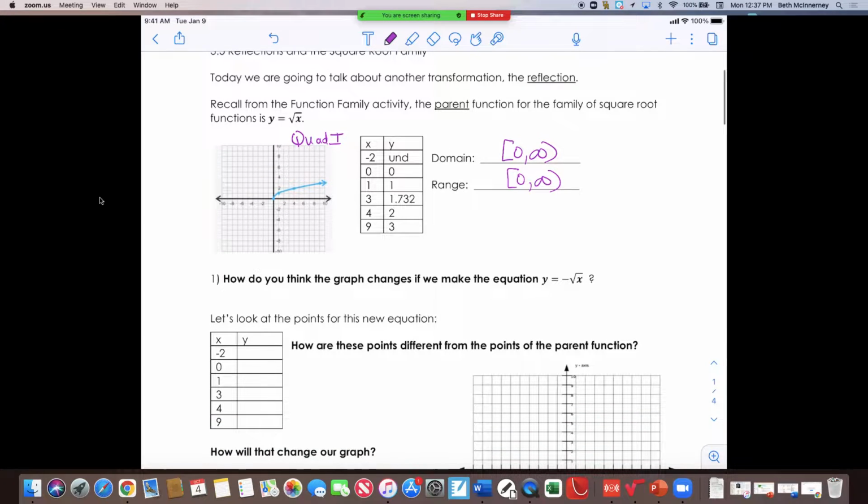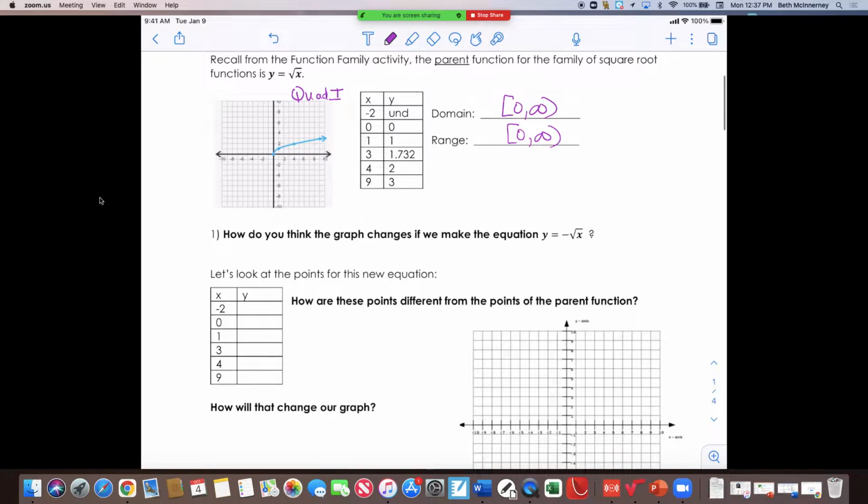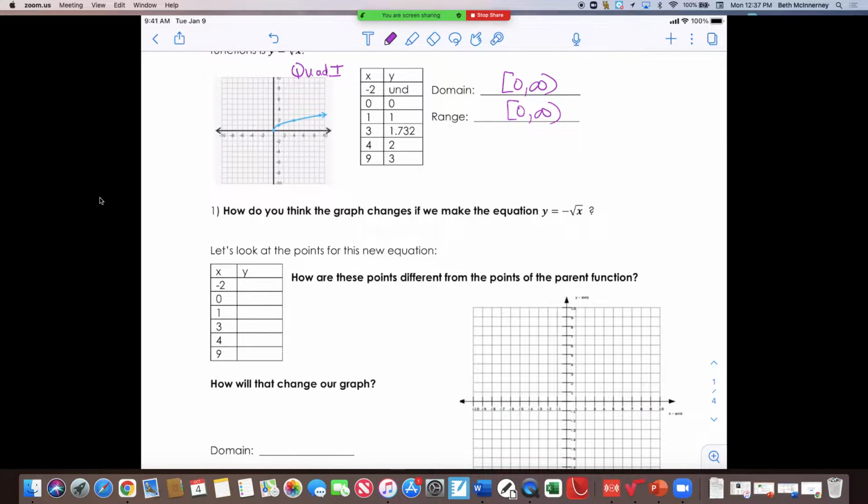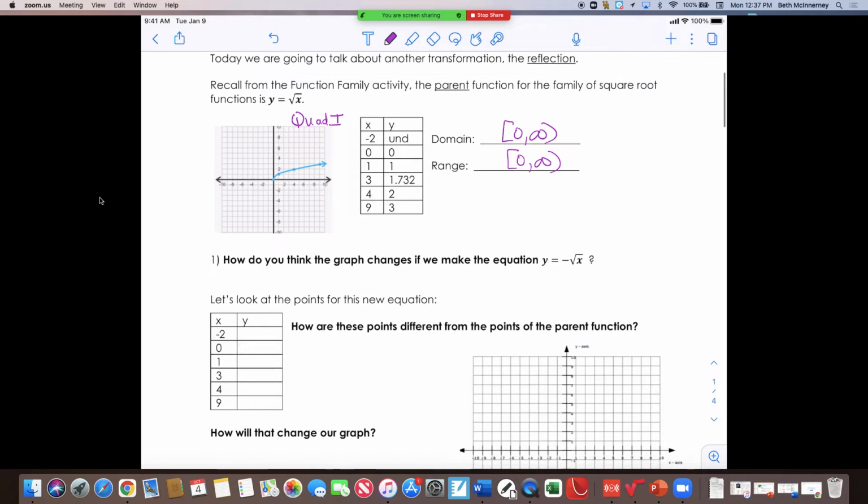Now, let's make a guess here. How do you think the graph will change if we make it y equals negative square root x? What do you think that's going to do? You think it'll be the opposite way? Let's find out. Okay, so now that negative is in front. If I plug negative 2 in, that's still undefined. If I plug 0 in, that's still 0.